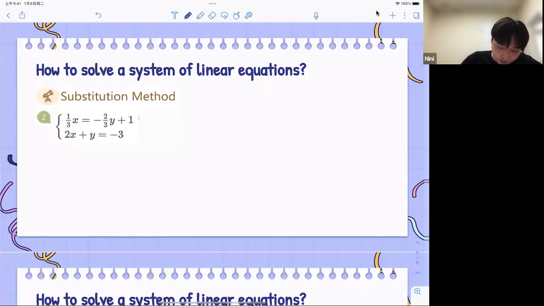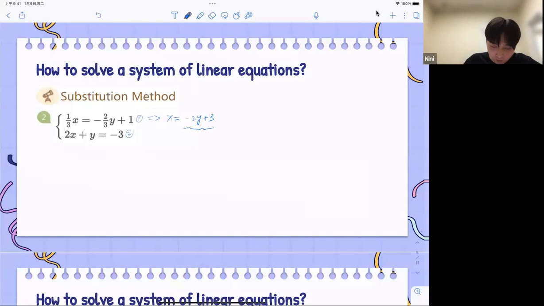So let's mark it down as the first one. This is the second one. What we can do is try to simplify this one. We can multiply by 3 for both sides. That would make it this form. Okay. And then you can see here, x is equal to this expression, right? So we are going to use this polynomial to represent x.